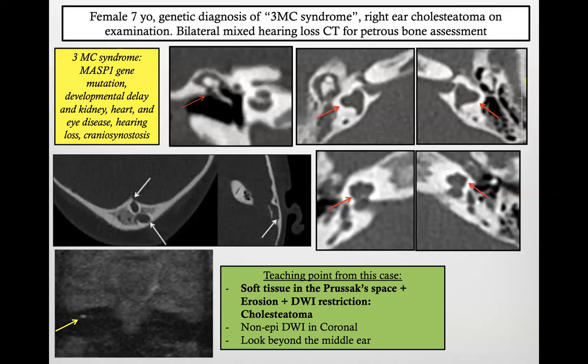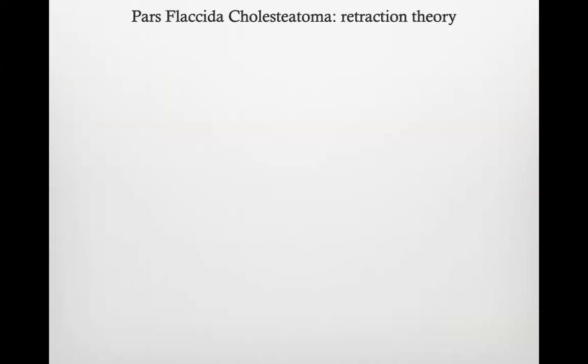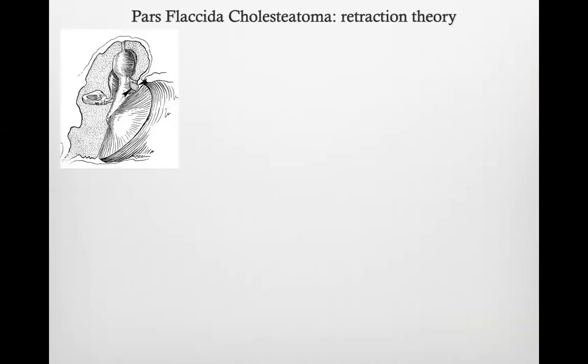Non-epi diffusion is to be done in coronal and look behind the middle ear, because the syndromic causes of hearing loss are a problem. This we published as a case report because it was the first description of anatomical abnormality in MASP1 gene mutation, so 3MC syndrome, explaining the known hearing loss. So the pars flaccida cholesteatoma is the most important. This is the pars flaccida that creates between the malleus, the membrane, and the ligament here.